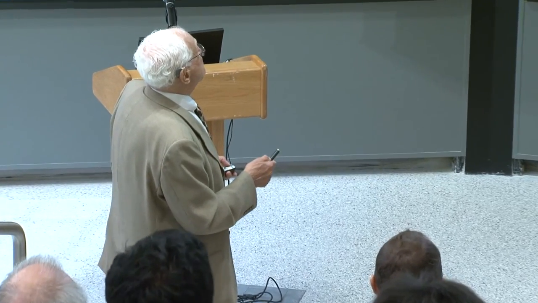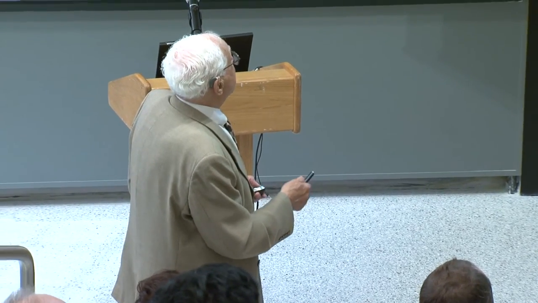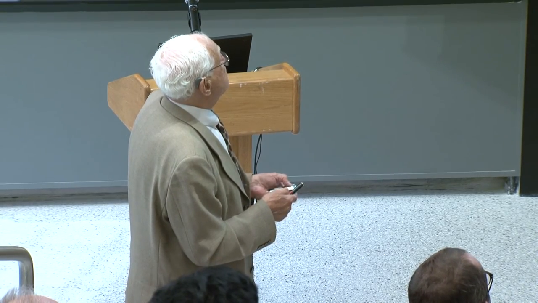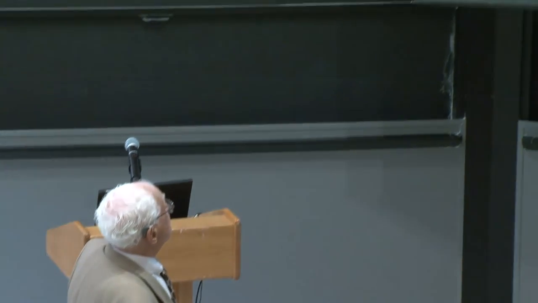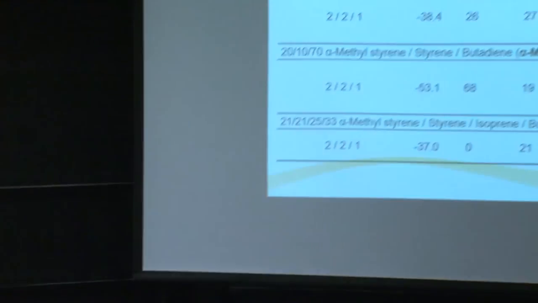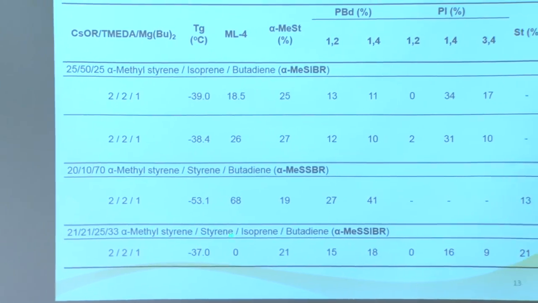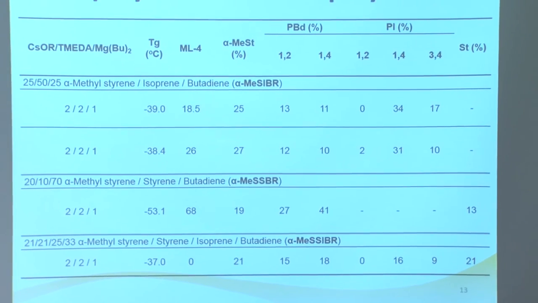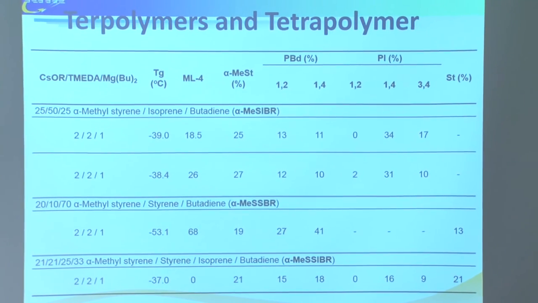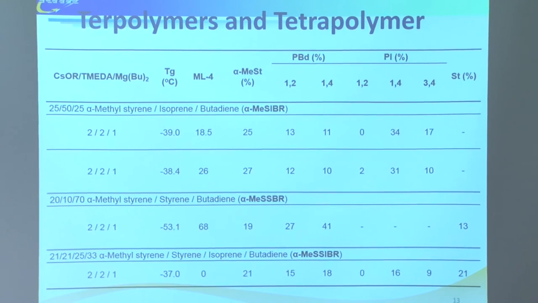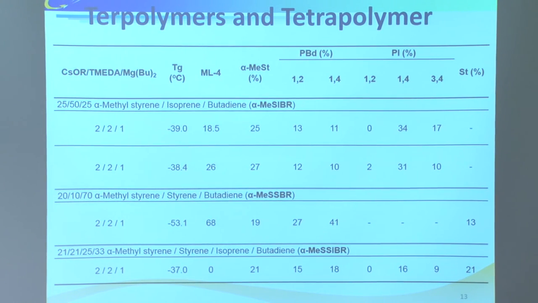So you can see now the synthesis of alpha methylstyrene. The whole system is really fabulous. So the polymer, you could see we made all types of combinations. Alpha-methylstyrene, butadiene, we made both. Then we made a third polymer of alpha-methylstyrene, butadiene, isoprene. We made a tetrapolymer of styrene, alpha-methylstyrene, butadiene.